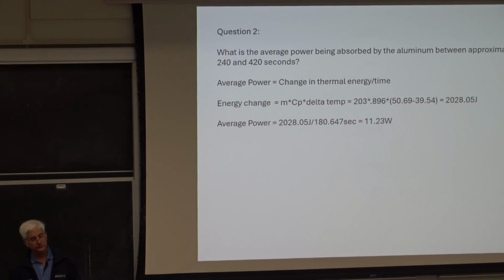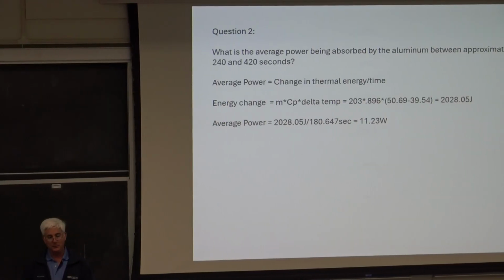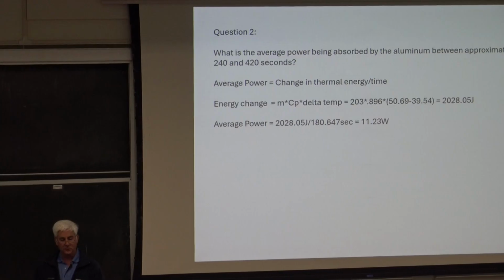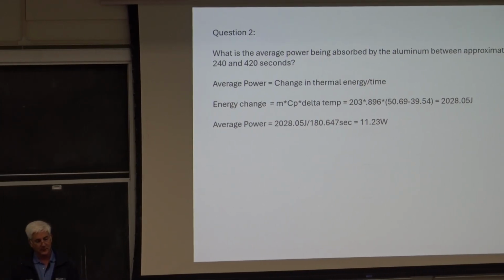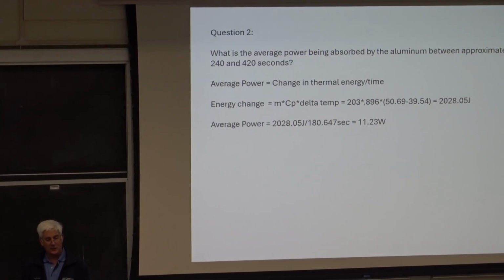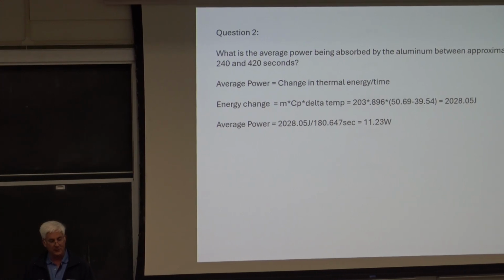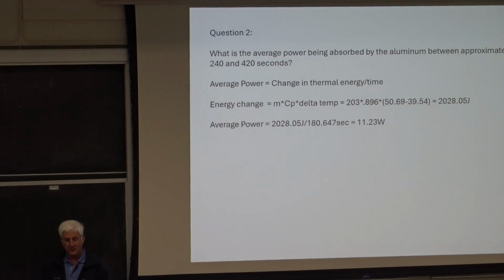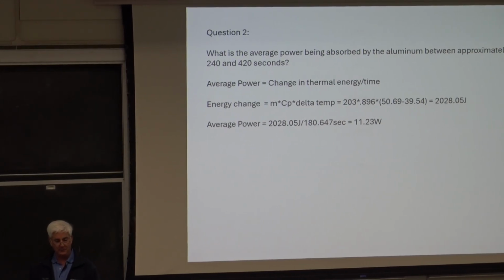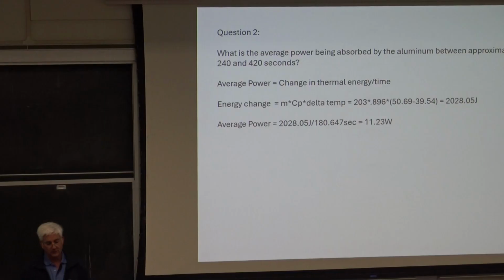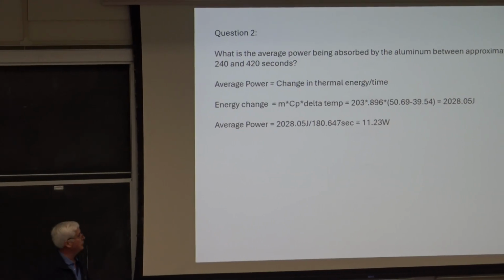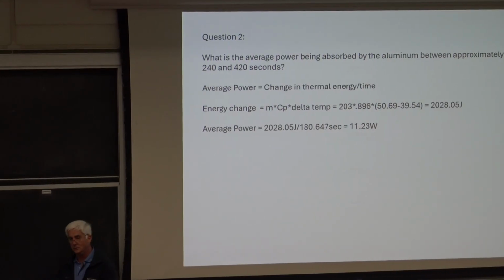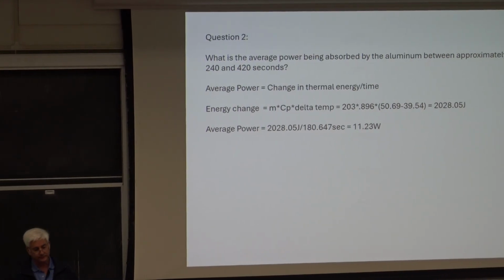Question two: what is the average power being absorbed by the aluminum between 240 and 420 seconds? Okay, so again, average power is a change in thermal energy divided by time. So m c delta temperature, and then I divided that by the 180.64 seconds: 11.23 watts. That's what was actually getting into the aluminum plate.